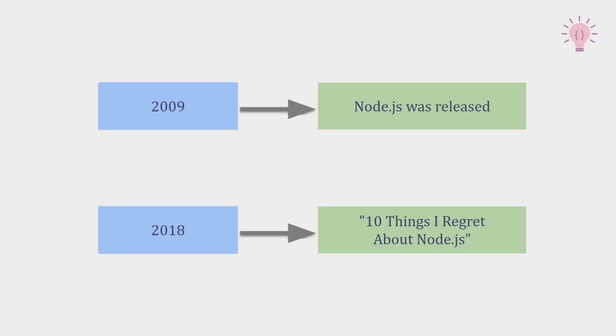Also, between 2009 and 2018, modern JavaScript emerged. So, to fix these regrets and also accommodate modern JavaScript, Deno was created. Alright, so this answers the question, what is Deno?